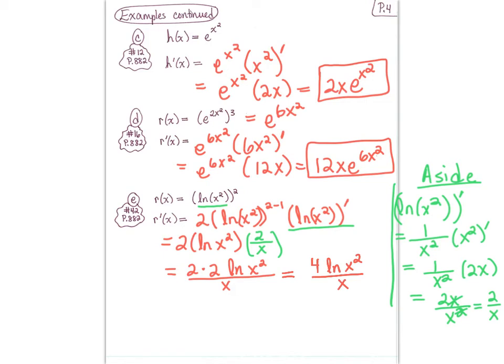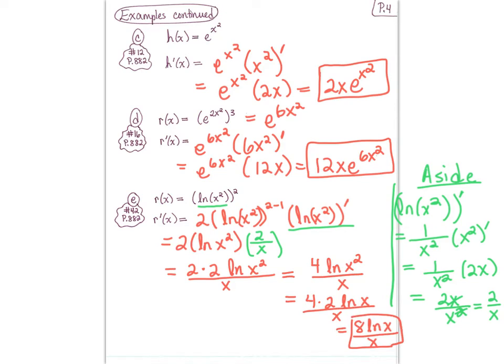And just your rules for logarithms tells you that you can bring the 2 down. So that would be 4 times 2 natural log of x divided by x, or in other words, you get 8 natural log of x over x, and that will be your final answer.